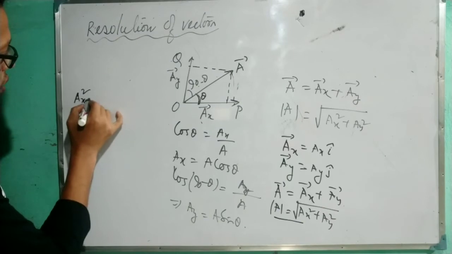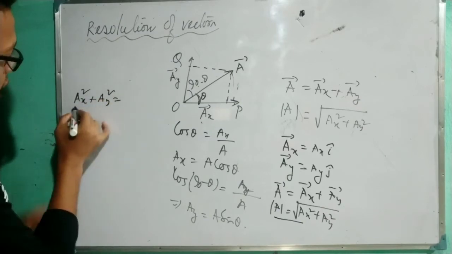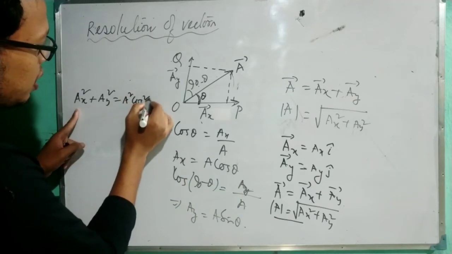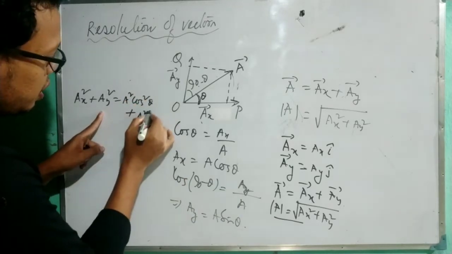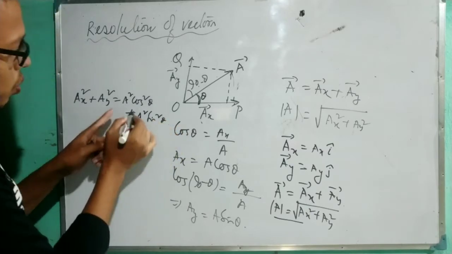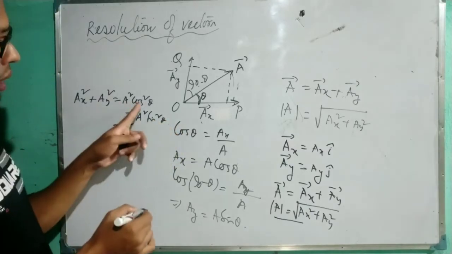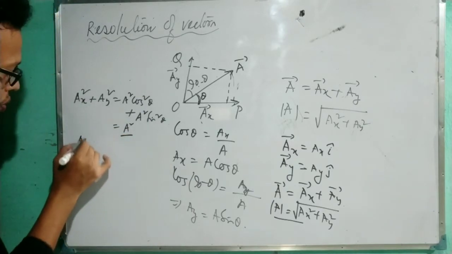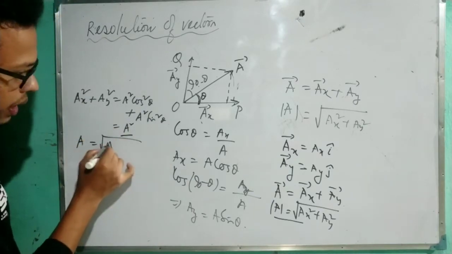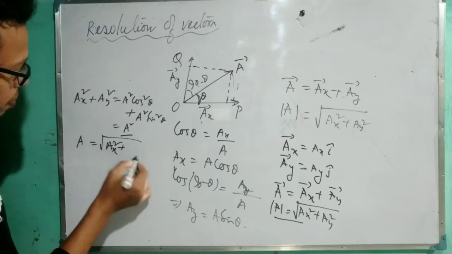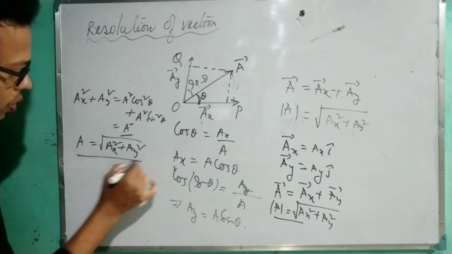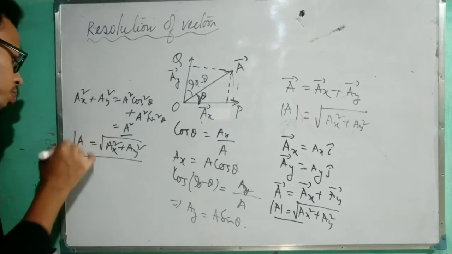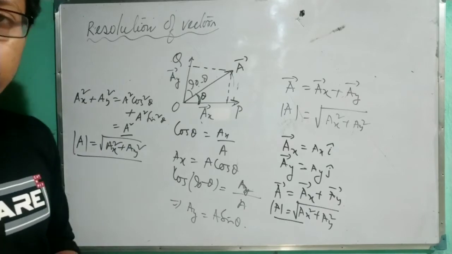Otherwise we can get this relation from here also. If we do ax square plus ay square, ax square means a cos theta, so a square cos square theta plus ay square means a square sin square theta. So a square is common, and cos square plus sin square theta is 1, so only a square will come. Now we can write a equals root over ax square plus ay square. This is how we get the relation: mod a equals root over ax square plus ay square.